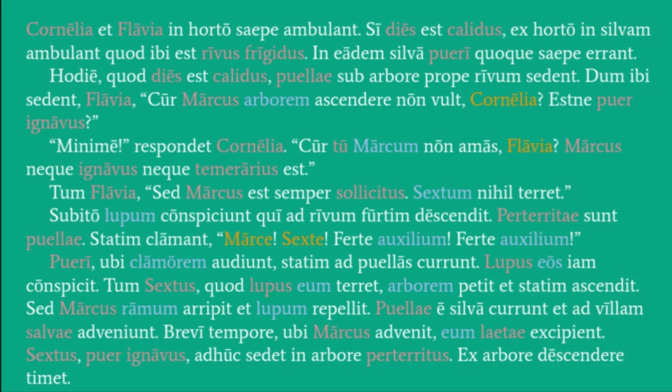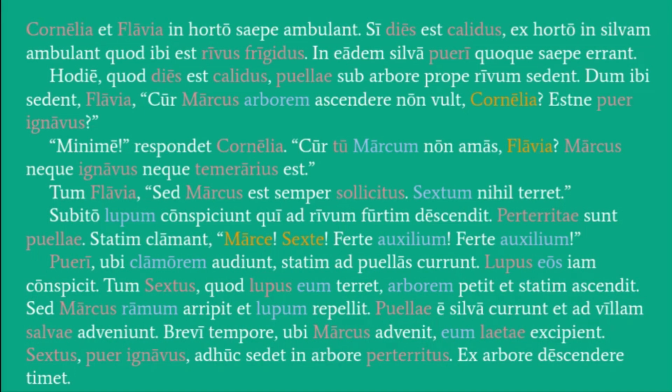Remember, whenever you have the verb to be, both sides of the verb to be are going to be nominative case. So if the day is hot, ambulant, they walk, ex horto, out of the garden, in silvam, into the woods, right? Why do they do this? Quod, there's our conjunction, because ibi, which means there, right? Meaning out in the woods. There is a rivus frigidus, a cold river or a cool river. So it's saying when the day is hot, they like to go out of the garden, right? Where they usually walk, and they go into the woods because there's a cold river there.